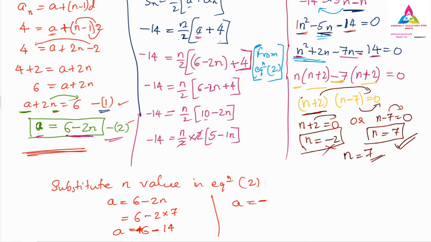So both the signs are different. So we have to subtract the 6 from the 14, that is equal to 8. So the a value is nothing but minus 8. So the n value is 7 and the a value is minus 8. That is our final answer.